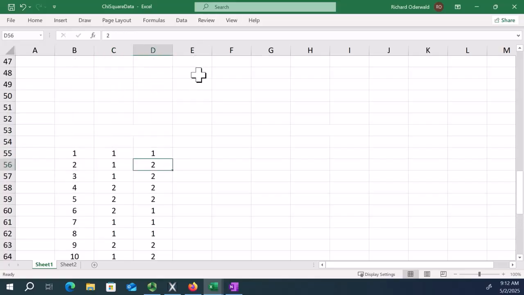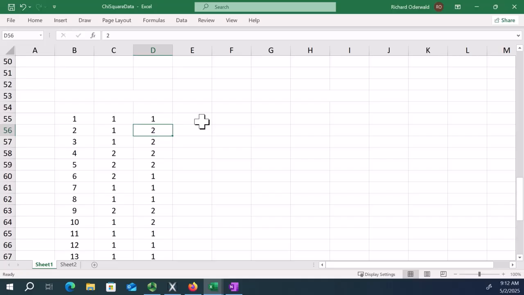So now we need a histogram of 1s and 2s. How many 1s and 2s are there in this? And we can do this a variety of ways. This is going to be our bins, 1 and 2.